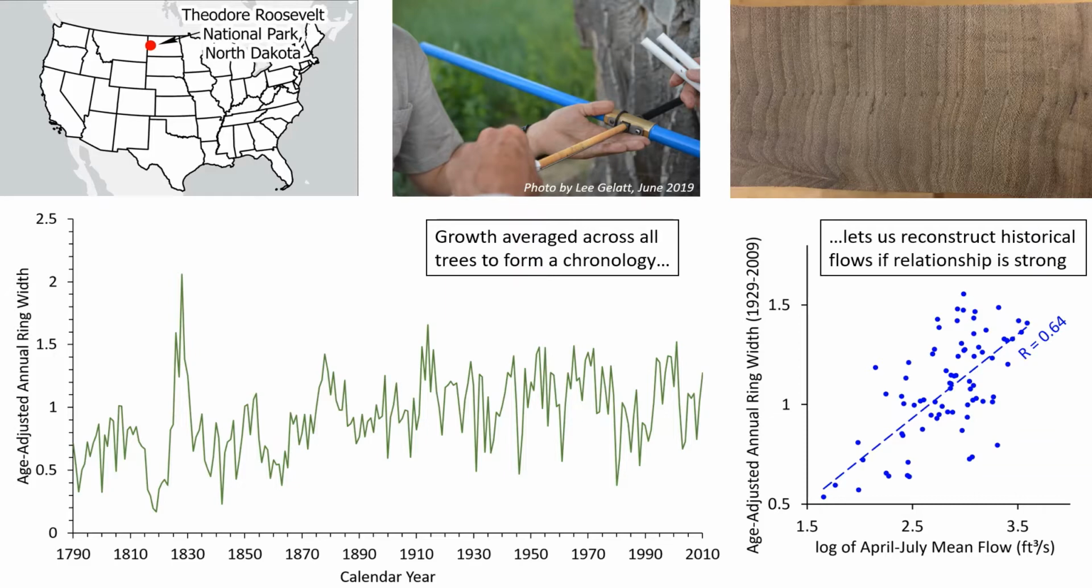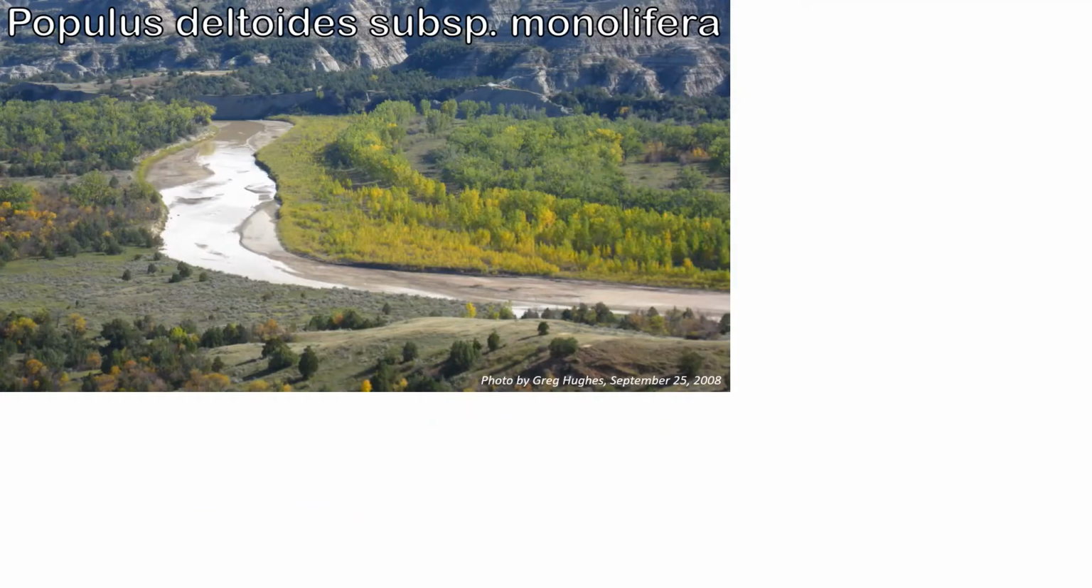What is less understood is how growth of individual trees varies across space and time. So I developed an animation to help answer these questions from publicly available tree ring and hydrologic data. The tree ring data for my project is brought to you by Populus deltoides subspecies monilifera, the plains cottonwood. If you grew up in the western U.S., you're likely familiar with this riparian tree.